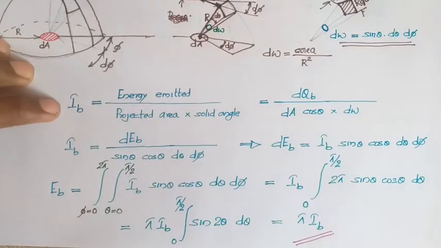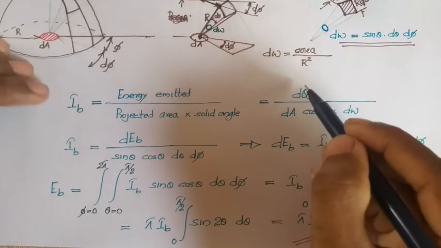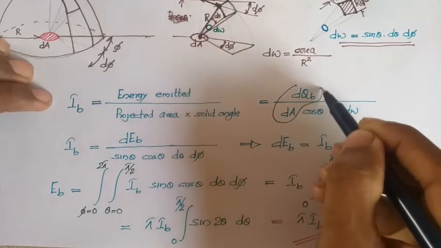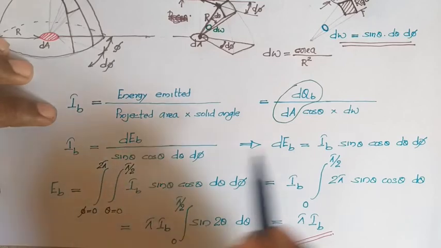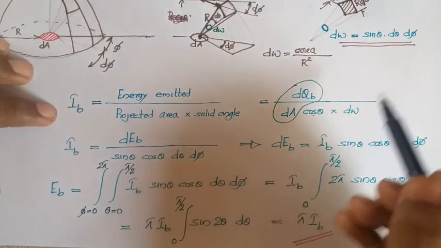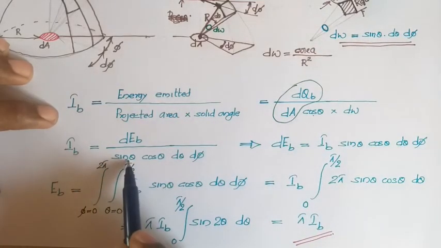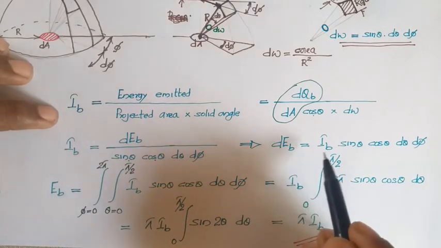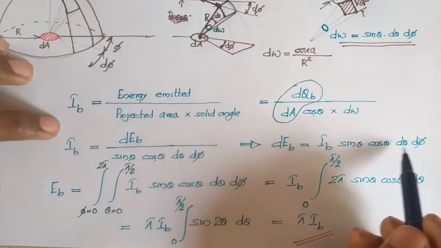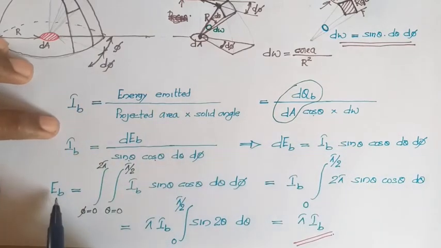Here dQ_B by dA, which is energy emitted per unit area, I can write as emissive power. So dE_B divided by cos theta, and instead of dW I write this expression, then you get sin theta cos theta d theta d phi. Here I can write dE_B equal to I_B sin theta cos theta d theta d phi.